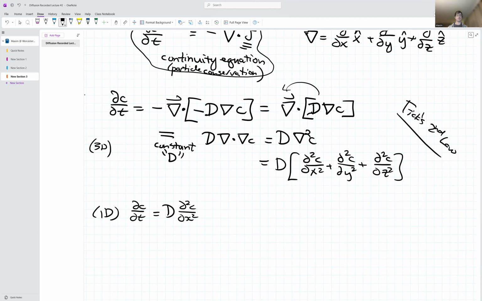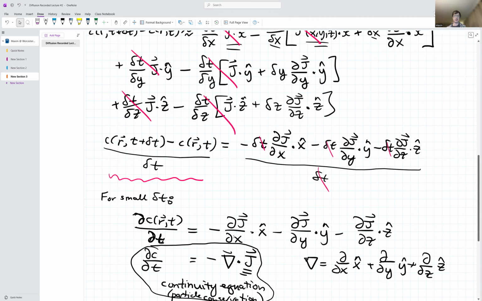Okay, so how do you actually use these things? Well, we need some examples. One way is to use the first law, which just tells you about the flux. You can use it to estimate steady state fluxes if you want. That's one thing you can do.